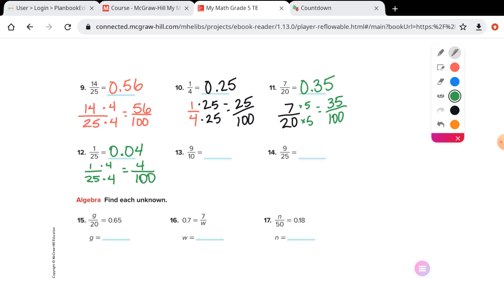Elia, you want to help me with the next one? So 9 tenths, but then we have to go to 0.5. Yeah, so that one we like because we don't have to do any work. We don't have to make an equivalent fraction because it already has a denominator of 10.